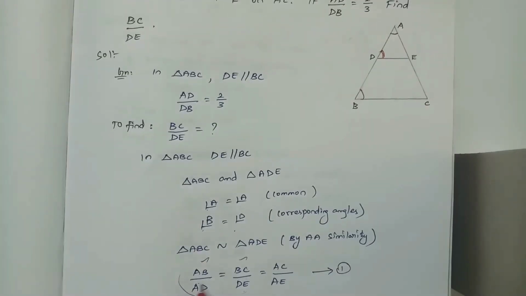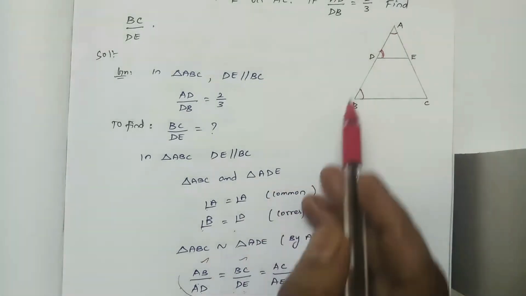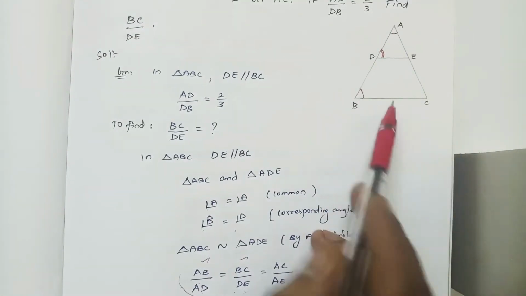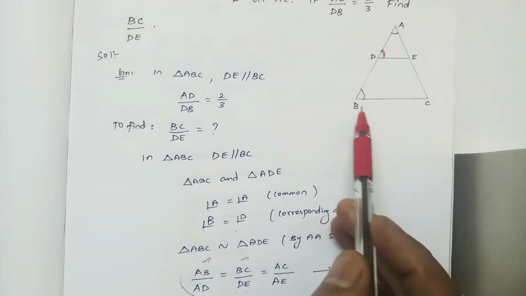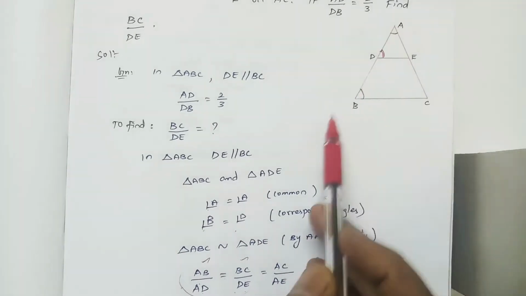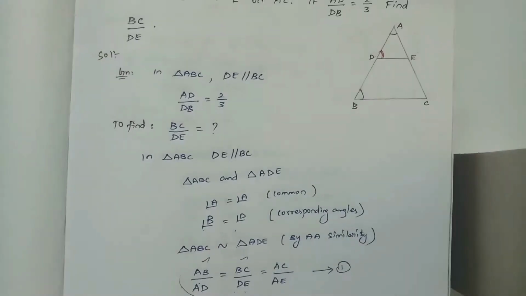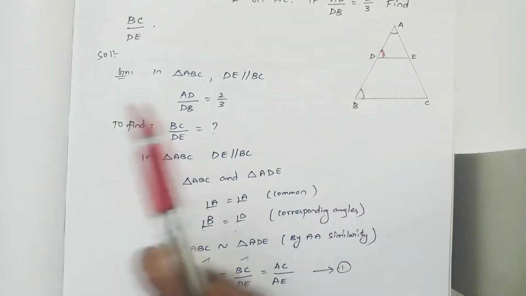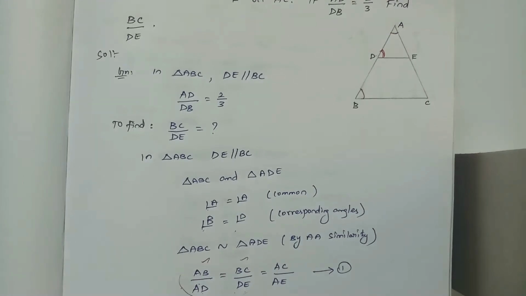But when we are proving that the two triangles are similar, we are using AD divided by the whole side AB. If you want to find BC divided by DE, we want to find the whole sides. So how will we find the whole part? They give the part of a side, and we want to find the whole part. How do we find it? By adding 1 on both sides.